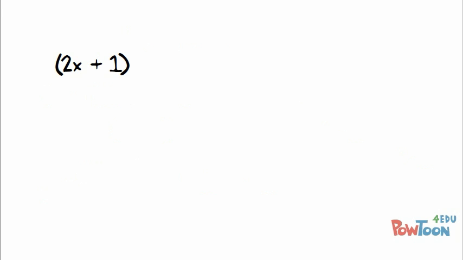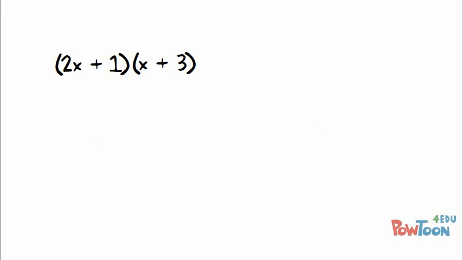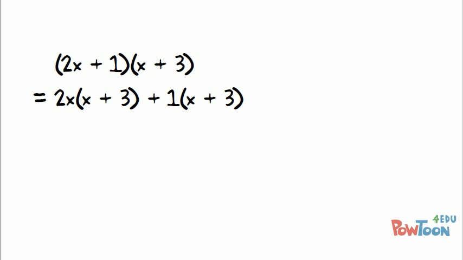Let's multiply them. In other words, let's find the product. You're probably used to seeing multiplication written using the familiar multiplication sign. In this case, it's not needed because when two expressions are enclosed in parentheses and placed next to each other as shown, it's assumed they are being multiplied. To do the multiplication, we will use the distributive property. That is, we will rewrite the expression showing that 2x gets multiplied by both x and 3, and that 1 also gets multiplied by x and 3.